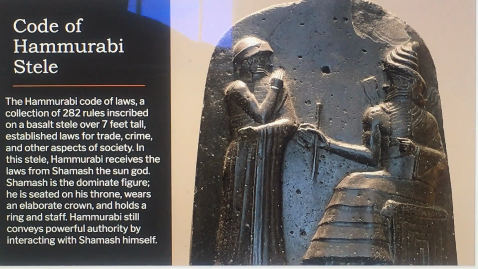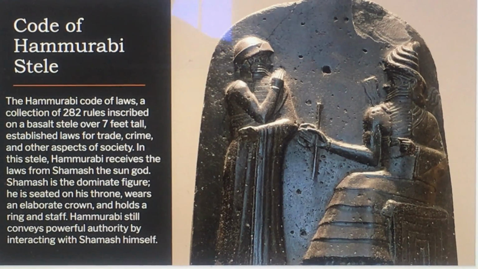In this stele, Hammurabi receives the laws from Shamash, the sun god. Shamash is the dominant figure. He is seated on his throne. He wears an elaborate crown and holds a ring and a staff. Hammurabi still conveys powerful authority by interacting with Shamash himself.